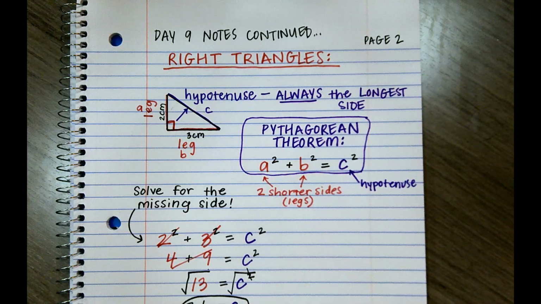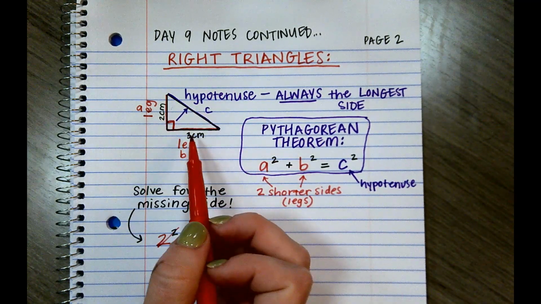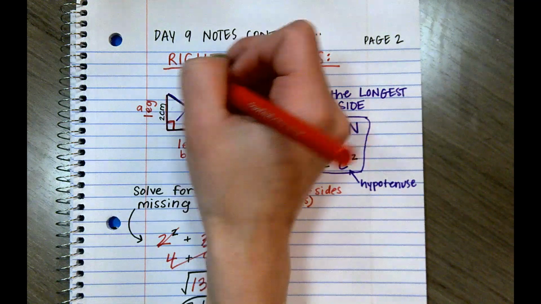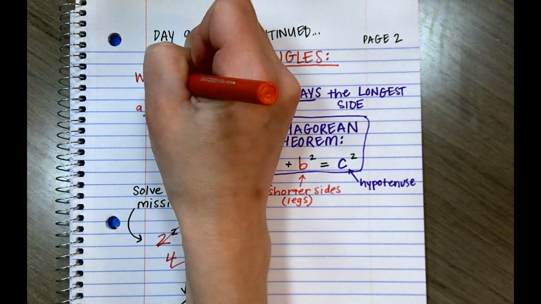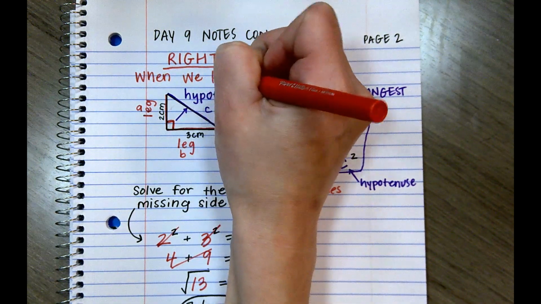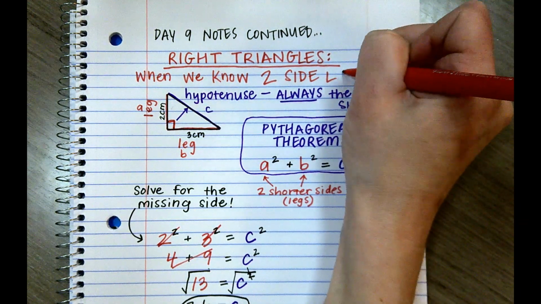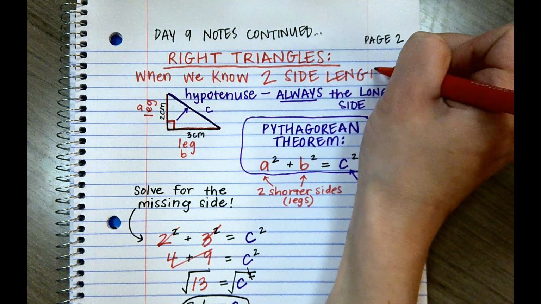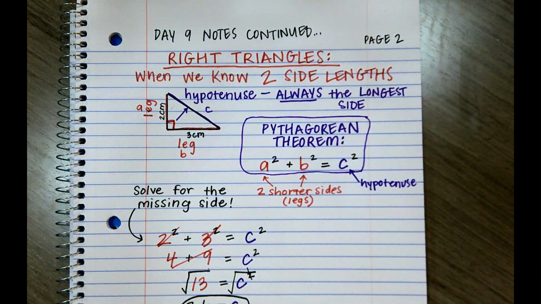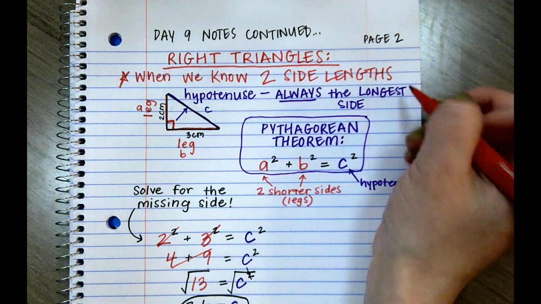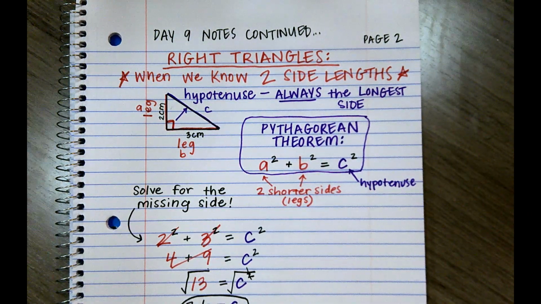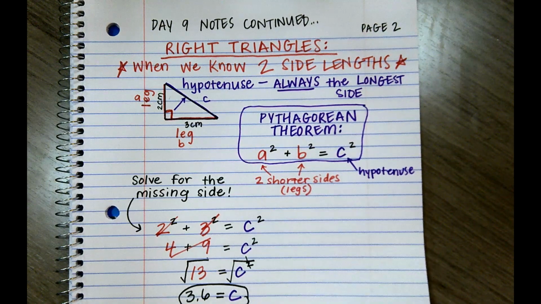So we can use the Pythagorean theorem when we have 2 sides given to us. So I'm going to write when we know 2 sides or 2 side lengths. That's when we can use the Pythagorean theorem. I'm going to start our 3rd page of notes next.